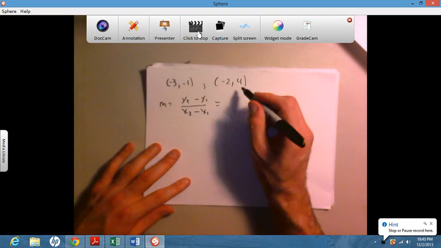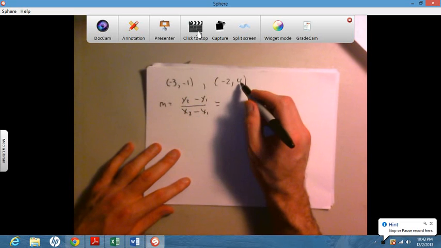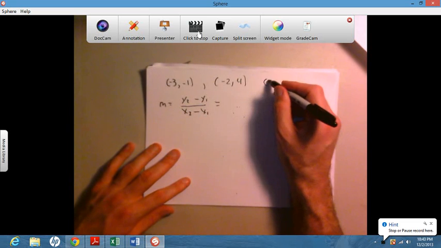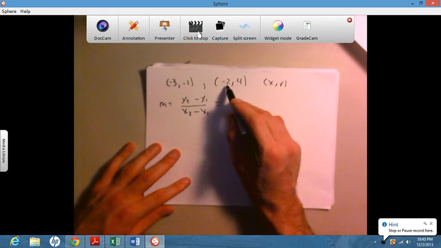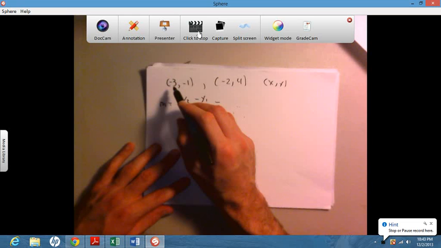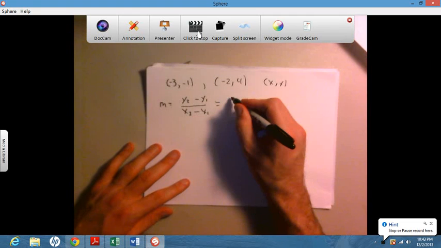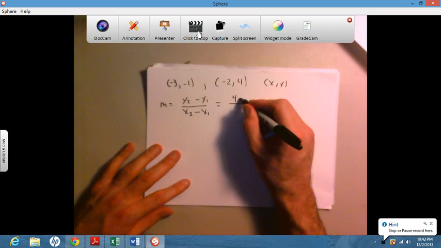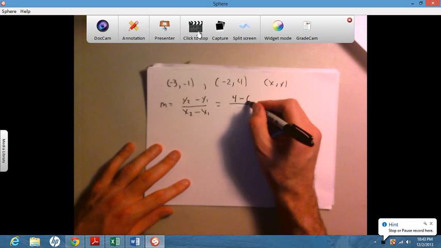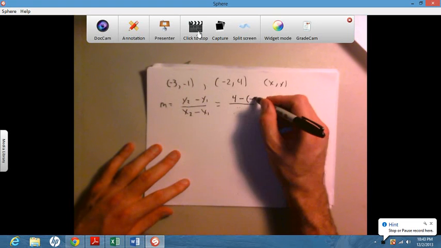Now I'm going to make 4 my y2. All of these are in the form of x comma y. So my first coordinate is an x coordinate, my second coordinate is a y coordinate. I am going to make my 4 my y2, and I'm going to do minus my only other y coordinate, which is -1, so it's going to be minus a -1.